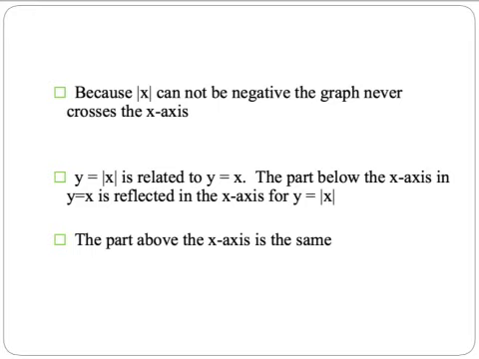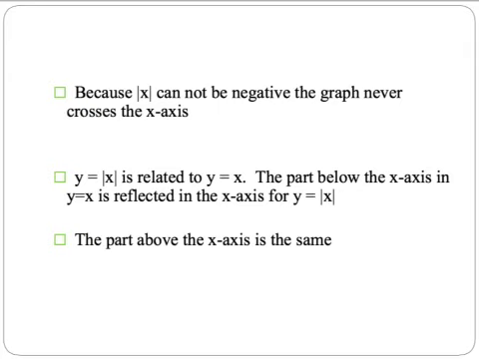Okay, so we kind of stated this already, but here it is just in text form if you want to copy it in your notes. Because the absolute value cannot be negative, the graph will never cross the x-axis. Because if the absolute value of x is always positive, that means y can never be negative. And if y is never negative, we can't cross the x-axis, because below the x-axis is where y is negative. So we'll never cross the x-axis when we are graphing absolute value functions.